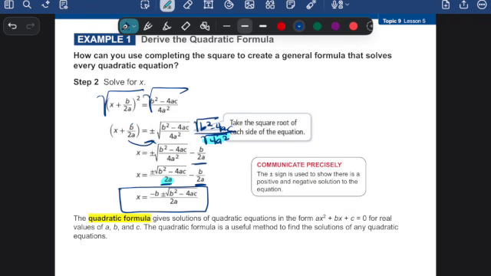And we get the values of a, b, and c from our standard form, ax squared plus bx plus c. You get those values from your standard form equation. Remember, it's already set equal to 0, so what is this formula going to solve for? It solves for x. It's going to give us the solutions, or the x-intercepts, the zeros of our quadratic equation.